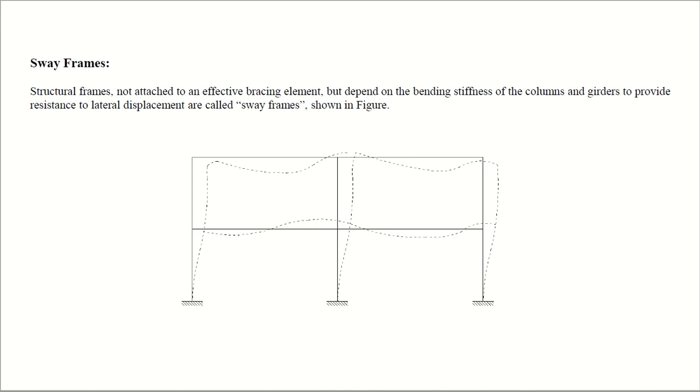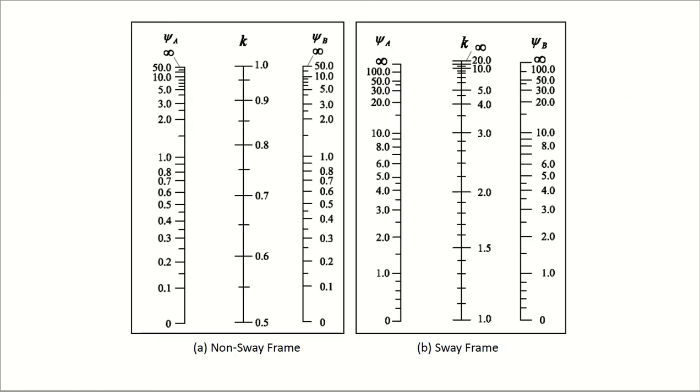On the other hand, sway frames are the structural frames not attached to an effective bracing system but depend on the bending stiffness of the columns and girders to provide resistance to lateral displacement. For example, all the frames you have been learning in your RC1, RC2, structural analysis 1, 2, were all sway frames. Of course when you apply a lateral force, they will deflect and deform into a new shape, and they will resist the applied force with the bending stiffness of the columns and girders and the joints. What is this? You will learn in the slides to come.